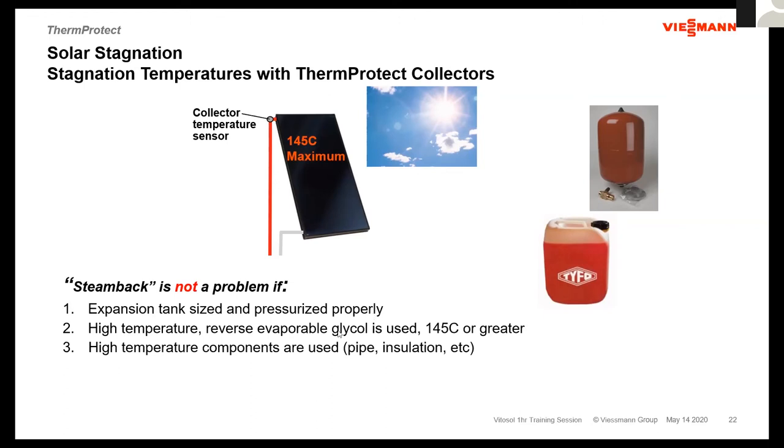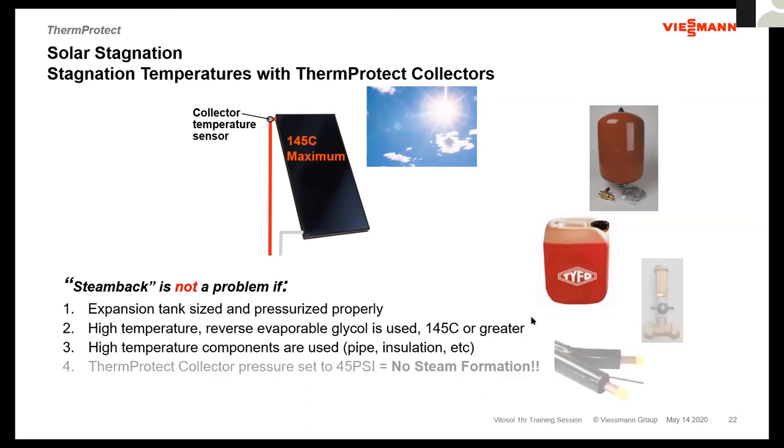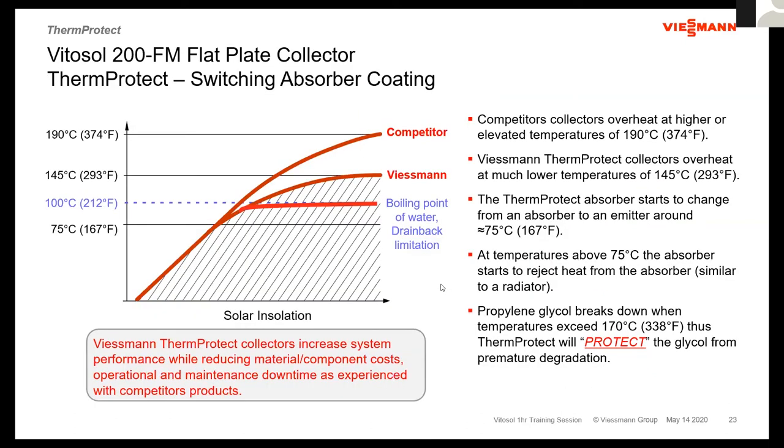High temperature components are used, so you want to make sure everything in that system is made for solar: expansion tanks, pumps, sensors, all the things that we add in there to make sure it works. And if we keep the collector at 45 pounds, no steam formation, again, just an extending of the life of the components in this particular system as far as operation. So a huge advantage as we're looking at these systems as far as comparison.